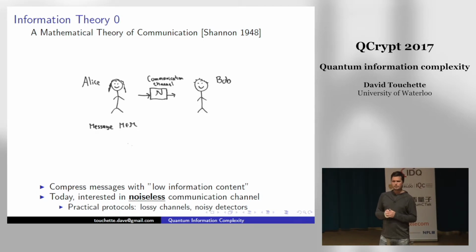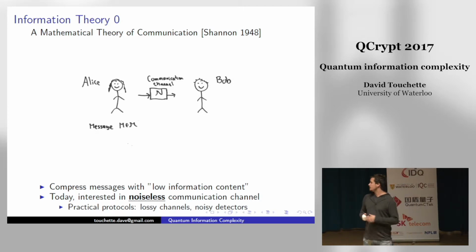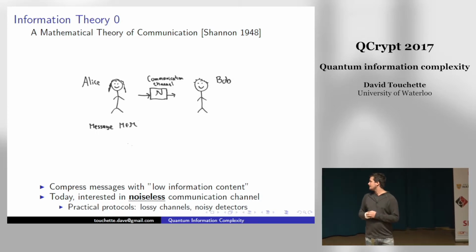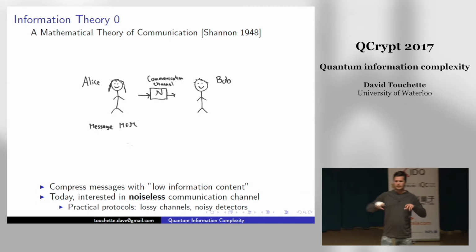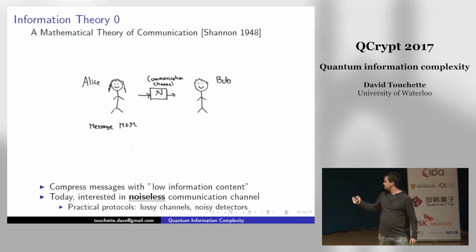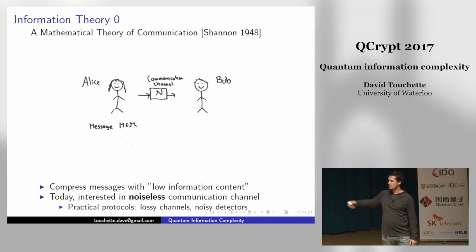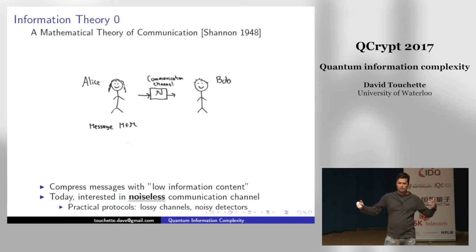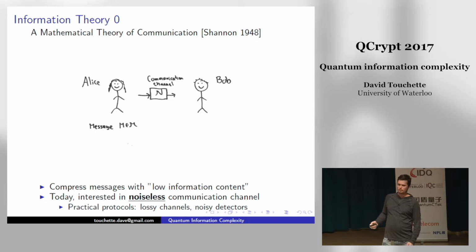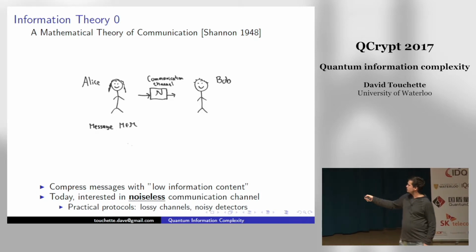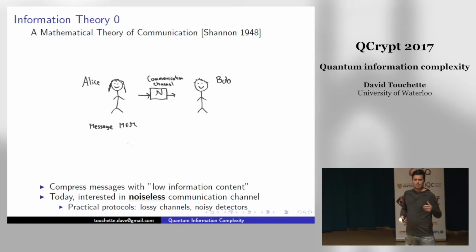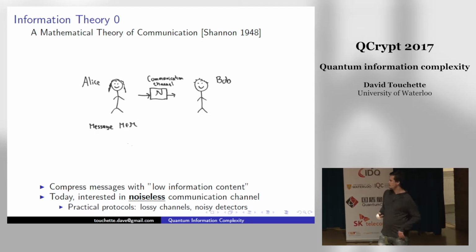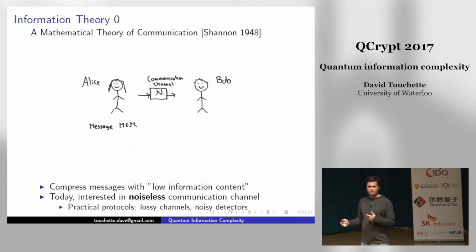So let me first recall very briefly some notions of information theory that we'll need in this talk. So in the basic information theory setting, we have once again two parties, Alice and Bob. Alice has some classical message M that she wishes to transmit to Bob. They're far apart, but they're once again linked through some communication channel, possibly noisy. So today we'll mainly be interested in noiseless communication channels. Towards the end of the talk, we'll also consider practical protocols where we can handle lossy channels and noisy detectors.